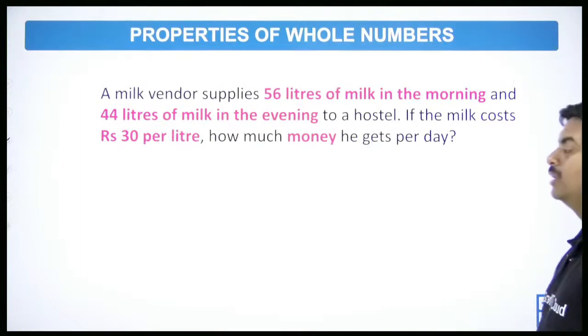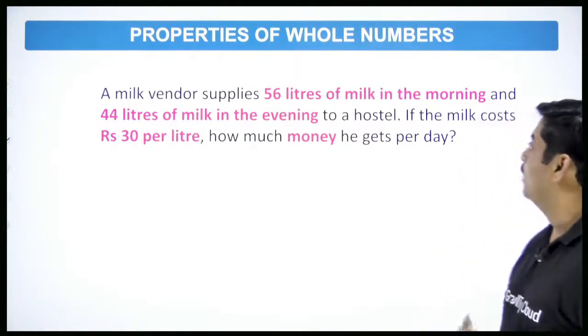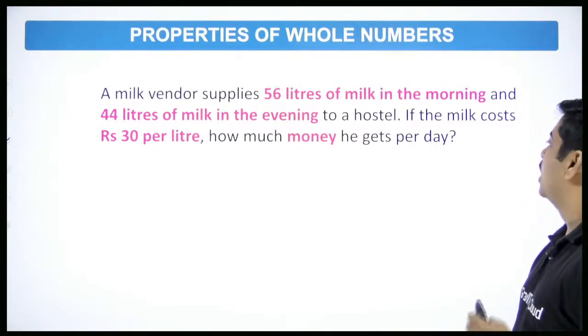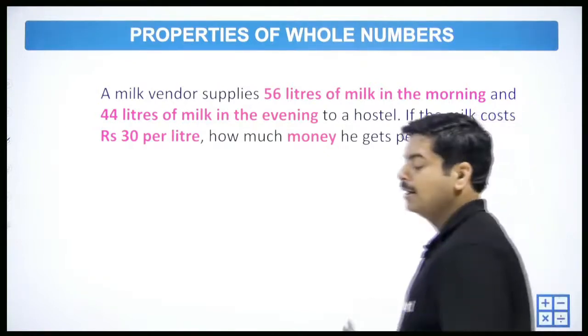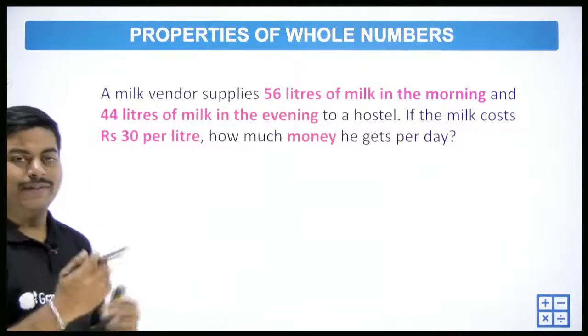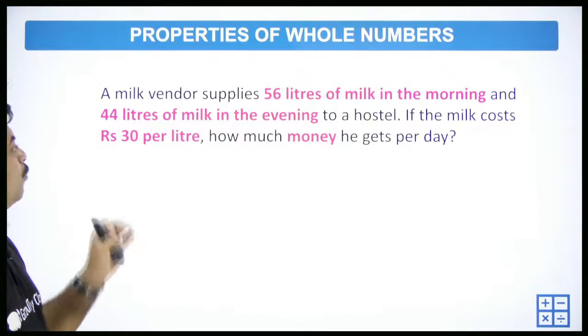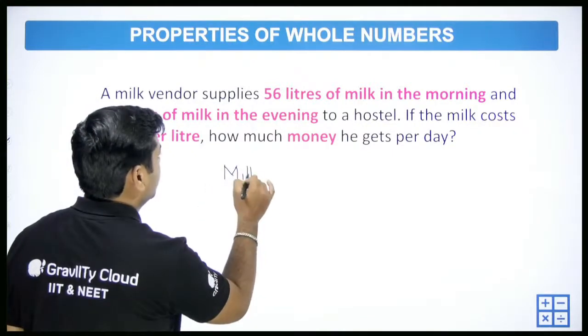Okay, so we have a question here. A milk vendor supplies 56 liters of milk in the morning and 44 liters of milk in the evening to a hostel. If the milk costs rupees 30 per liter, how much money does he get per day? Once again, let's try to understand the question. A milk vendor is giving you milk, 56 liters in the morning and 44 liters in the evening.